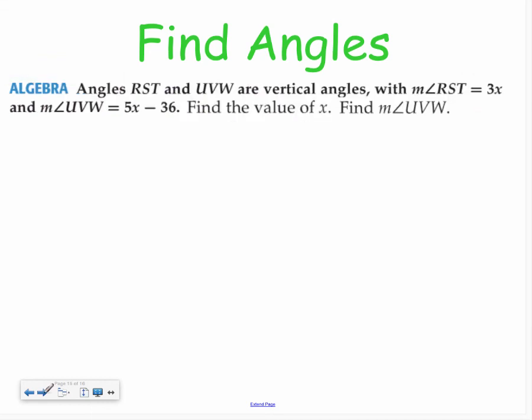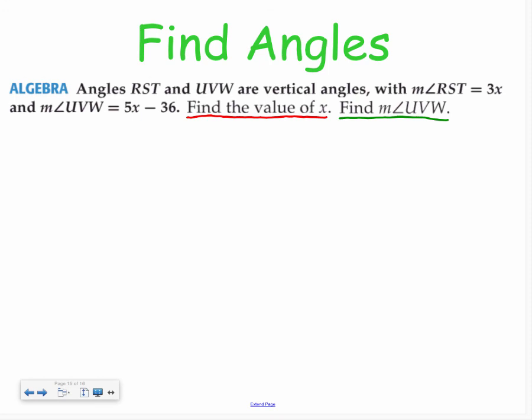They will not always give you a picture, so in this case all we have is the word problem, which I know is everyone's favorite. So we have angle RST and angle UVW being vertical angles. The measure of RST is 3x and the measure of UVW is 5x minus 36. It asks us to do 2 things. First, find the value of x, then find the value of UVW.